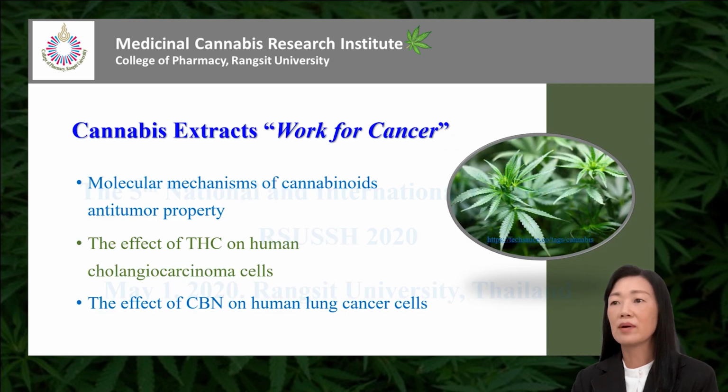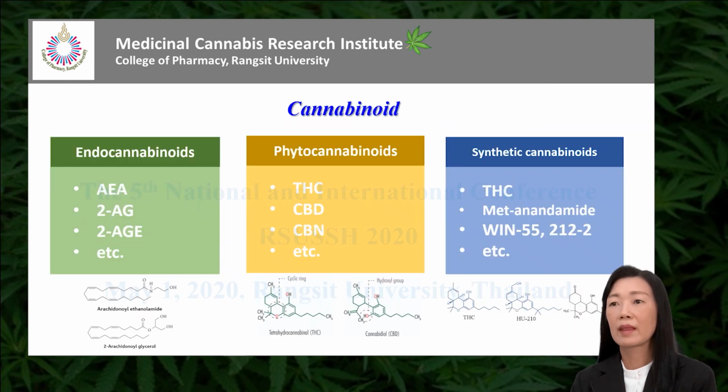Today, I will focus on the current understanding of the molecular mechanism of cannabinoid anti-tumor effects and our studies about the effects of THC on cholangiocarcinoma and the effects of CBN on human lung cancer cells. Cannabinoids are molecules that moderate the endocannabinoid system.